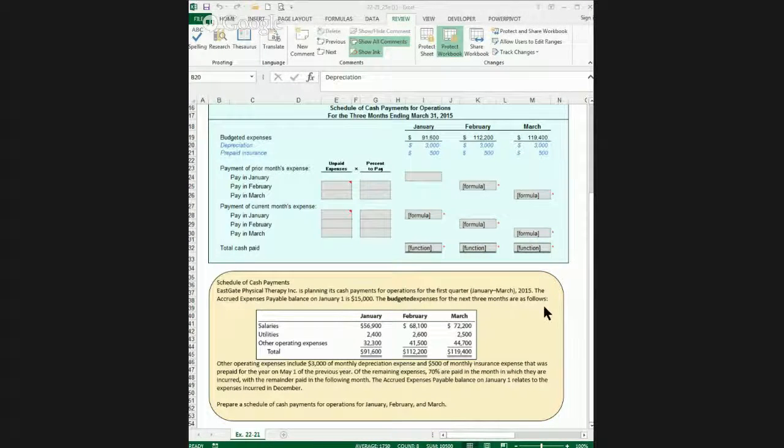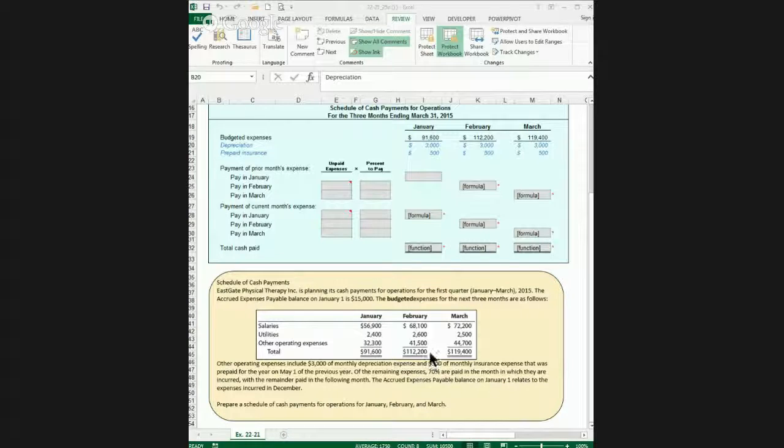You have Eastgate Therapy Inc., which is planning for its cash payments, and it knows that its accrued expenses as of January 1, that would be its accounts payable balance as of December 31, 2014 from its balance sheet, is $15,000. And the budgeted expenses for the next 3 months would be in the schedule that you see here. For January, the total of salaries, utilities, and other operating expenses total $91,600. So that is the amount that you see for the January budgeted expenses.